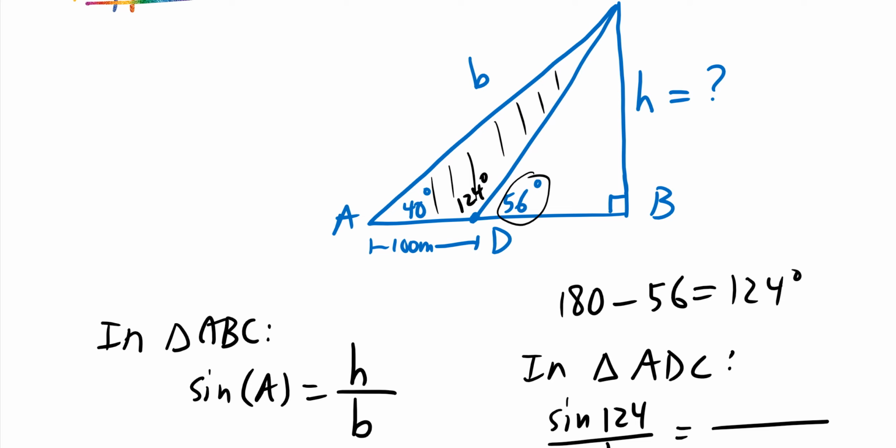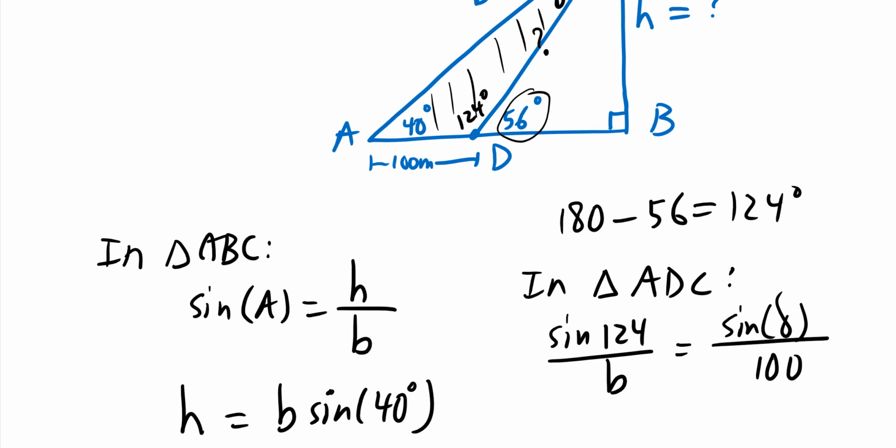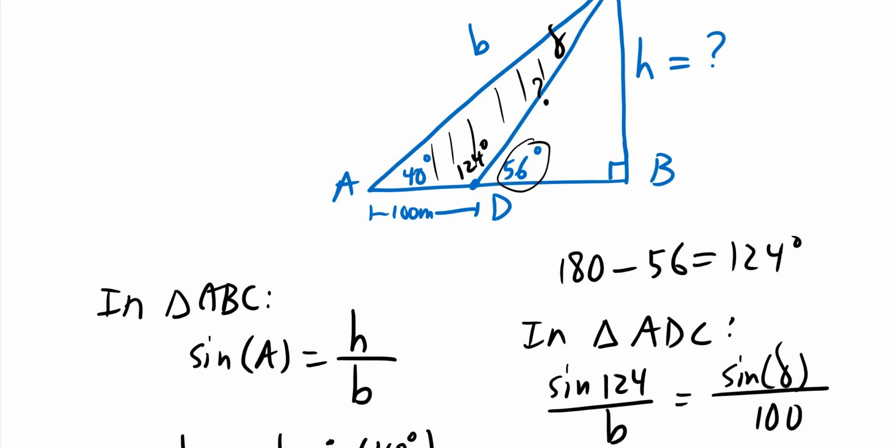If I use sine 40, this side is not given, I don't know it. So I have to use this angle here, let's call it gamma. Sine gamma over 100. So to find B, I need gamma. Gamma is not difficult to find. Gamma is 180 minus the sum of the other two angles, the 40 and 124. If we do the work, that's 16 degrees. So I can replace gamma with 16 degrees here.